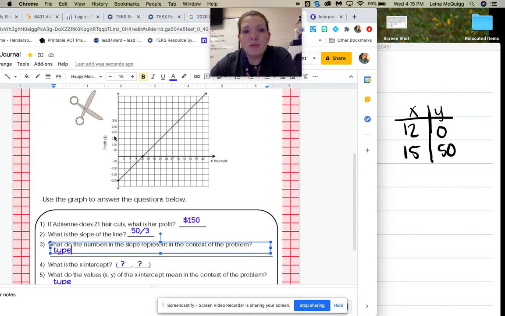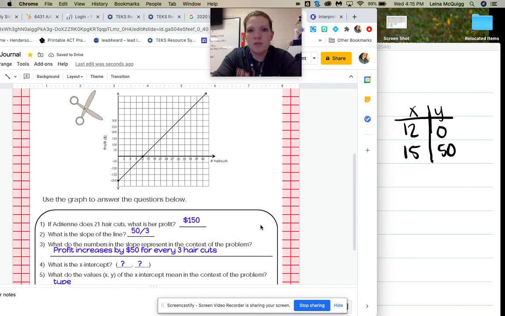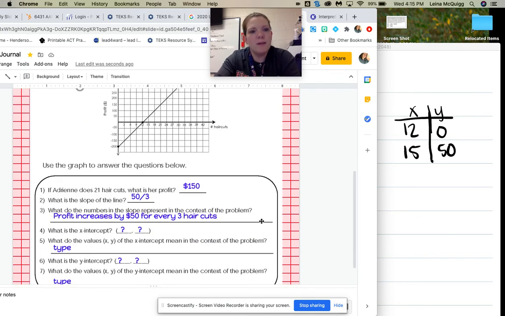And on this side, that's what's telling me how much I'm increasing in my profit. So the 50 tells me my profit's increasing $50 for every, my run is my X value, for every number of haircuts, which is 3. So this means my profit increases by $50 for every 3 haircuts. So every 3 haircuts, she makes an extra $50 to put in her pocket and go have fun with, okay?